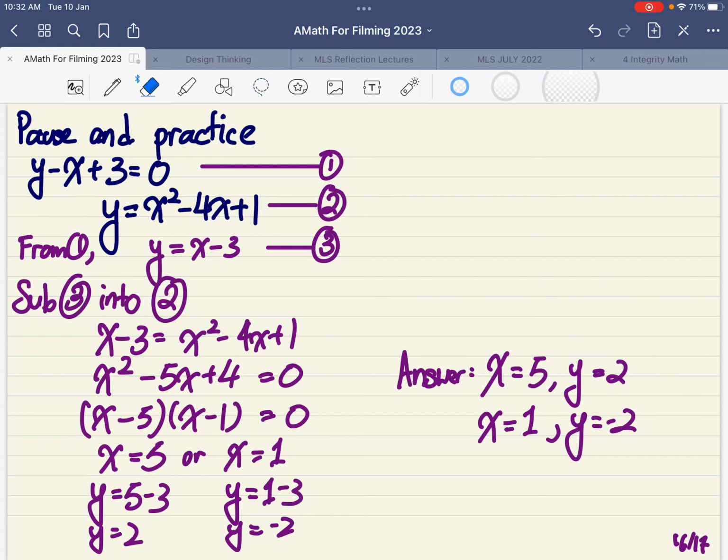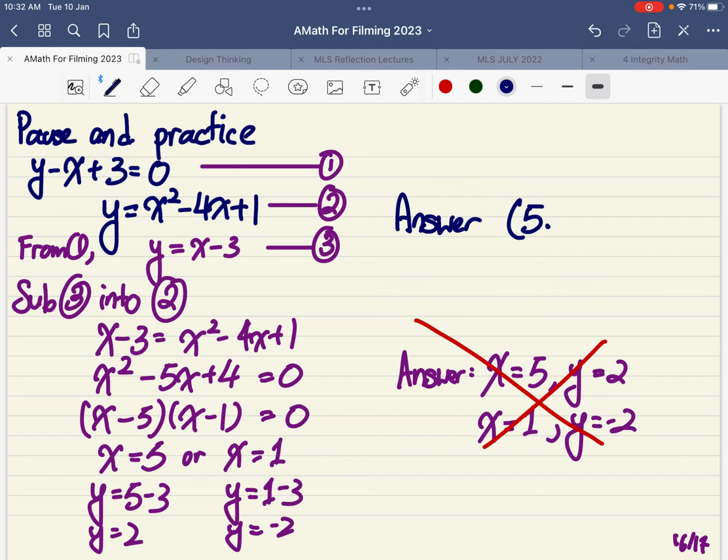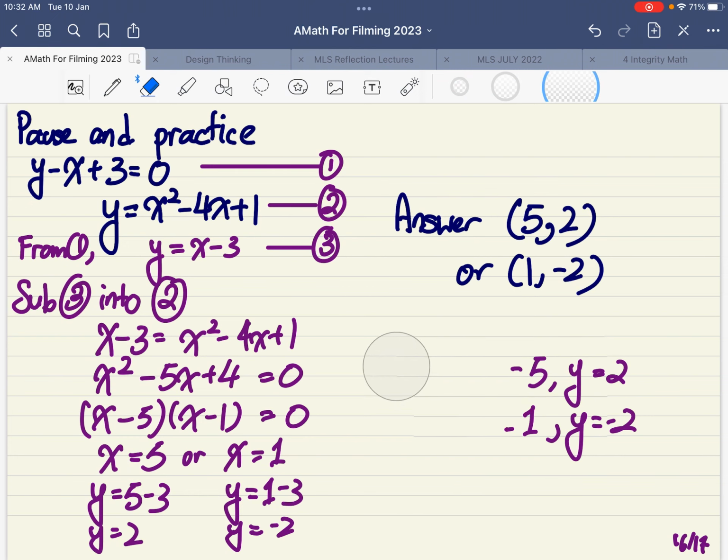Okay, notice that my answer is actually wrong down here, because I actually asked for the coordinates themselves. So I actually presented the answers wrongly, so this is incorrect. The correct way to present the answer here is when x is 5, y equals 2. So the coordinate will be (5, 2), or (1, -2). So the answer should be represented as a pair of coordinates itself. Let me just erase this to prevent further confusion.